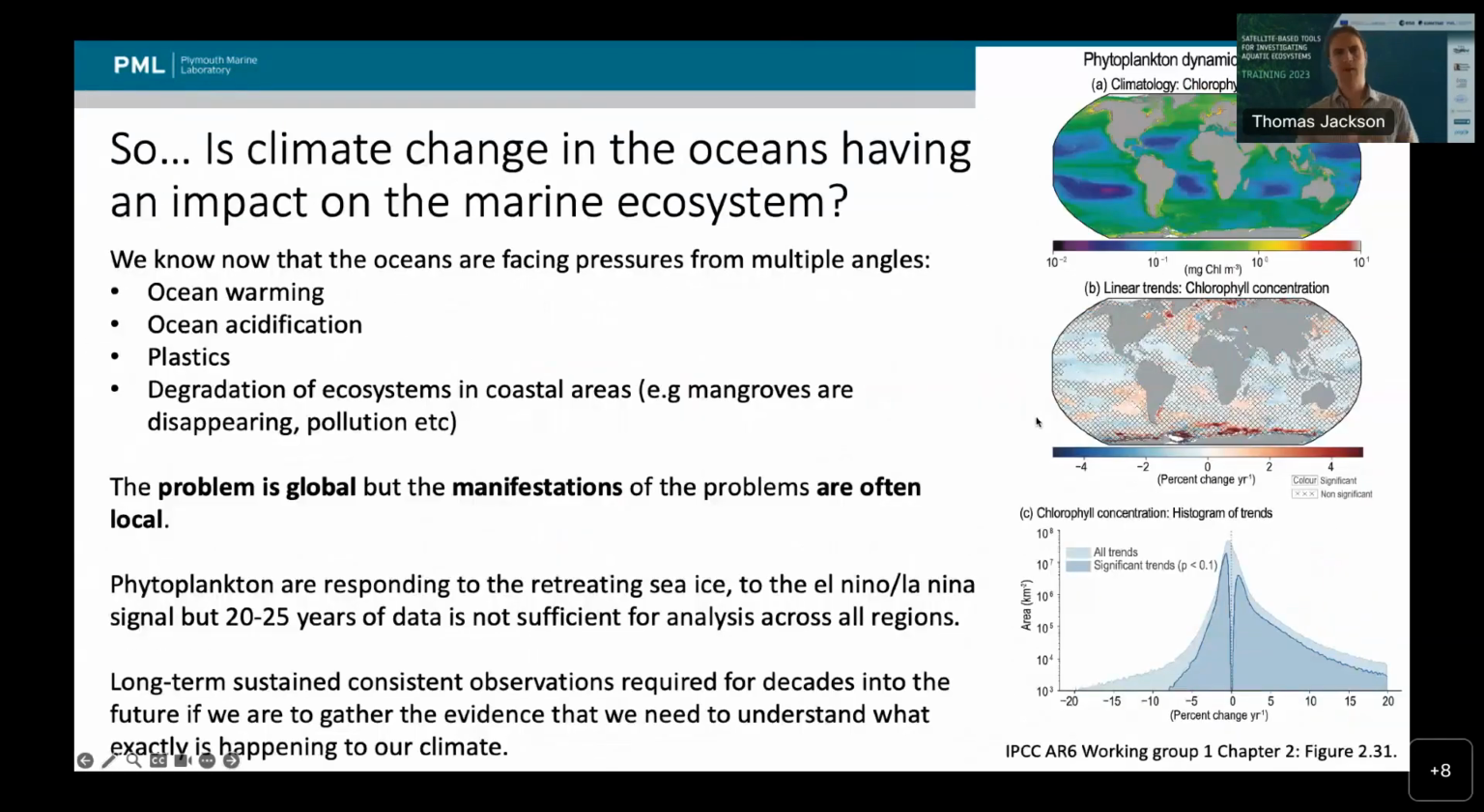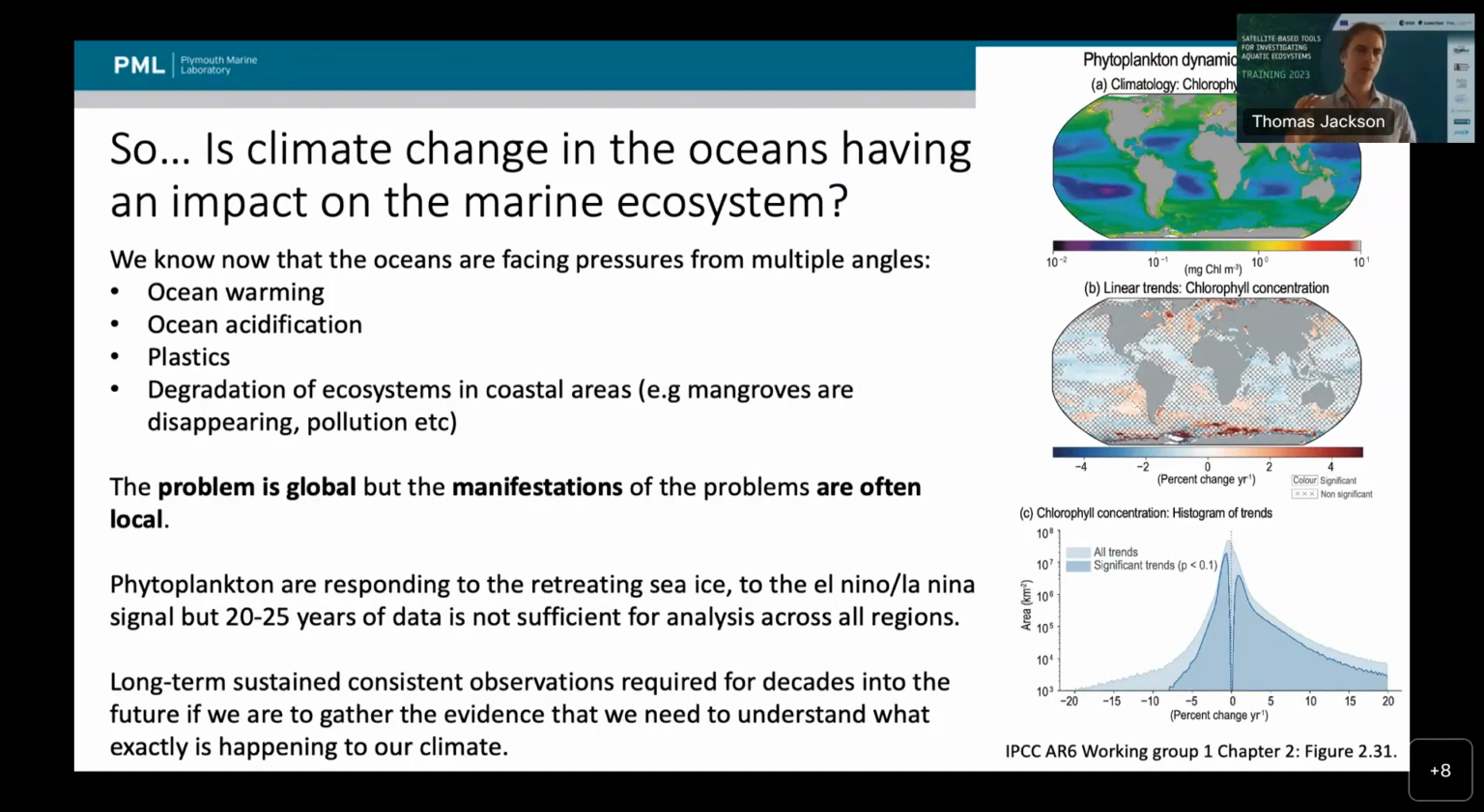So going back to our big question that we posed a long while ago, sorry it's taken so long to get all the way back to this, but if we look at climate change in the oceans and if it's having an impact on the marine ecosystem, well, we know that the oceans are facing pressures from multiple angles. There's ocean warming, there's acidification, there's pollution and plastics, there's definitely stress on coastal areas. We've seen mangroves disappearing and all these sorts of things.